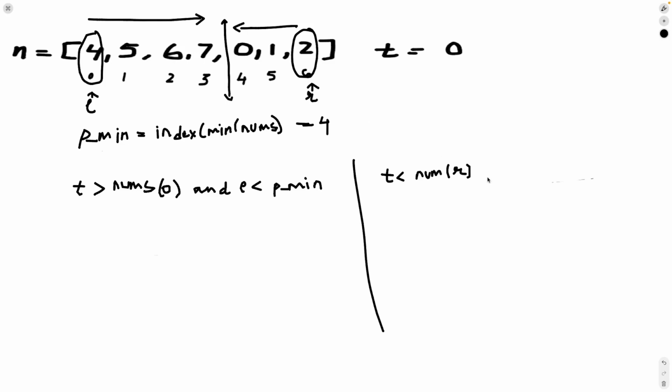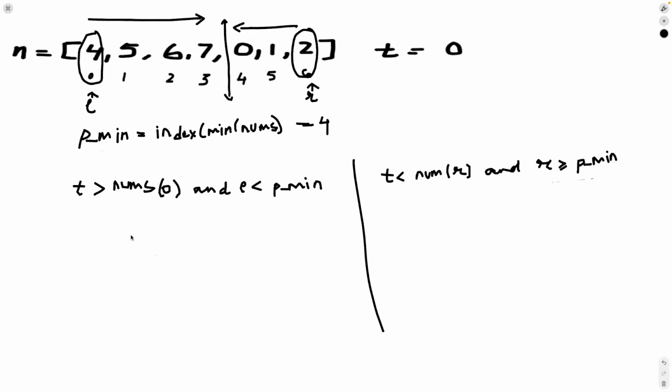So from this element, my right element is greater than or equal to p min, because I want this side to go from R to p min.